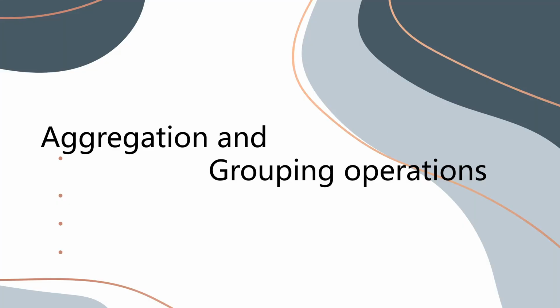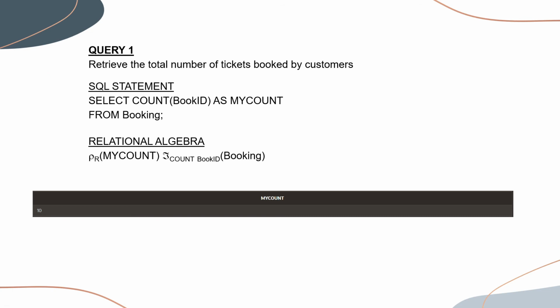Next, aggregation and grouping operations. Query 1 is to retrieve the total number of tickets booked by the customers. The SQL statement is select count book ID as my count from booking. And this is the output for query 1.